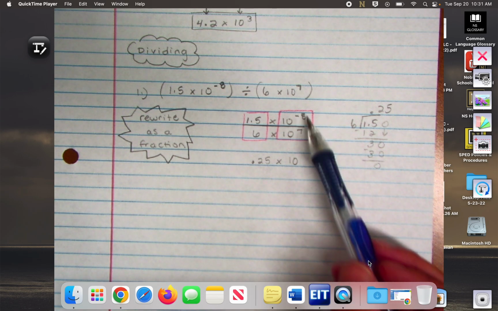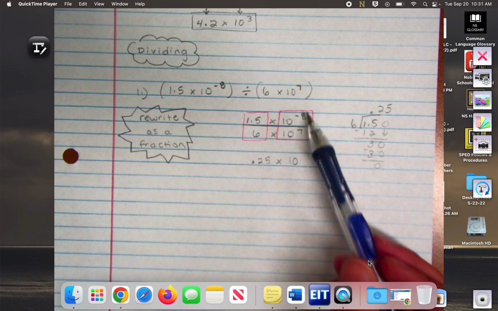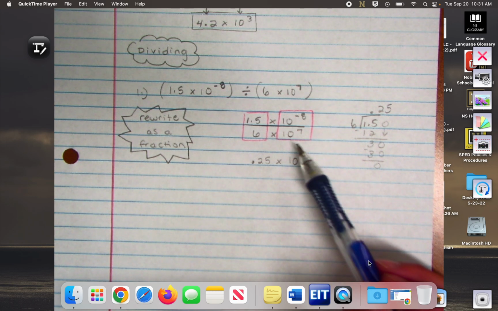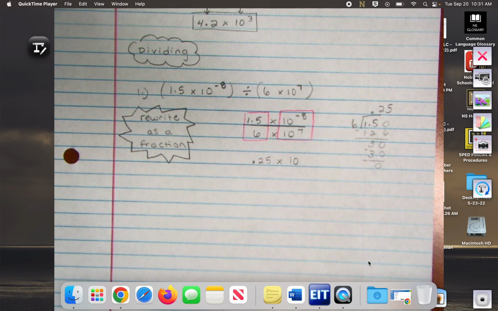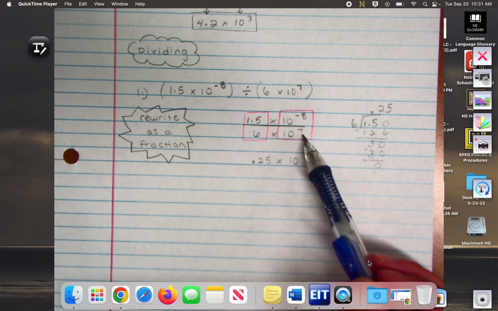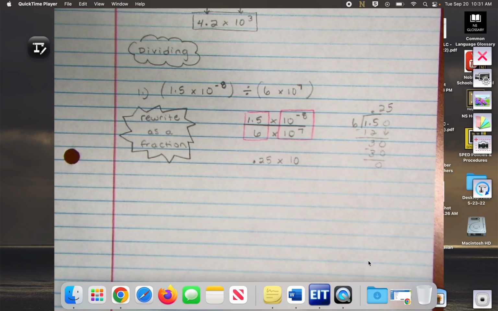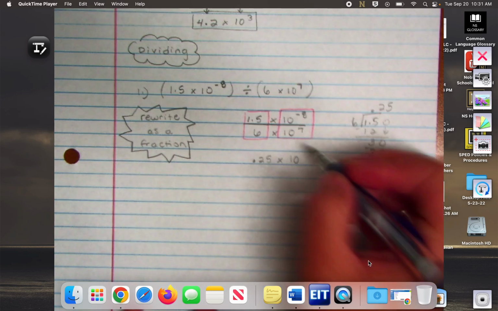What is negative 8 minus 7? I'm at negative 8 and I'm taking 7 more away. If I borrow $8 from you and then I borrow 7 more, how much do I owe you? Negative 15.